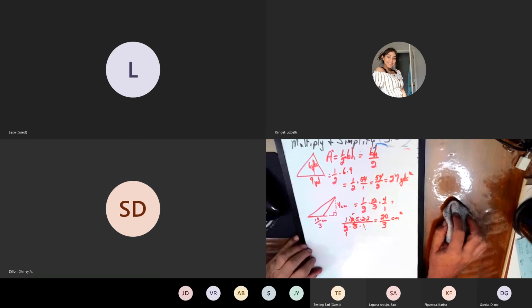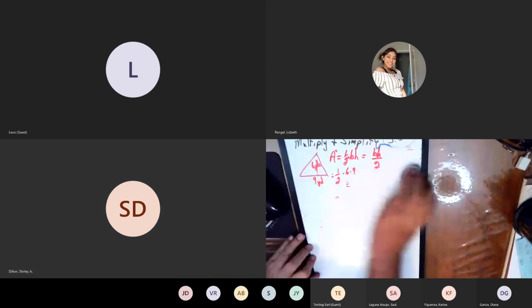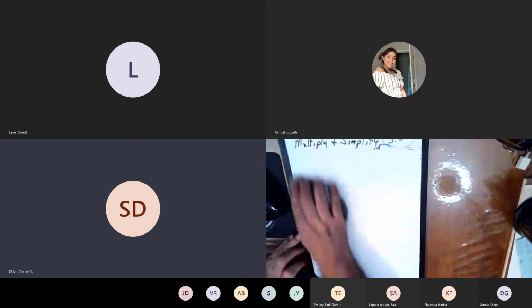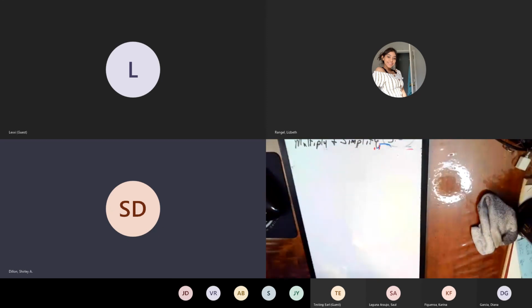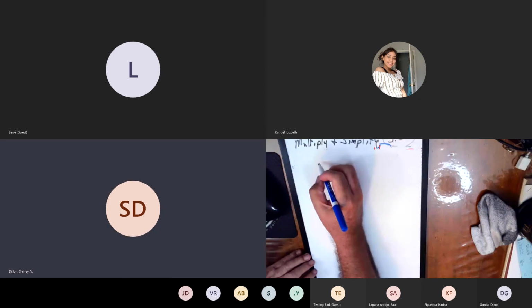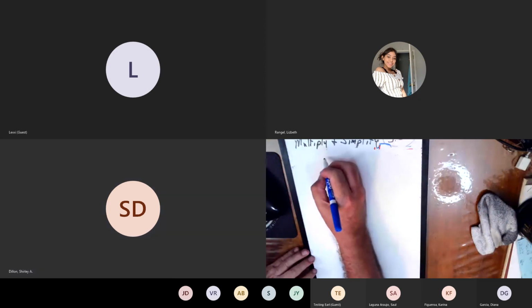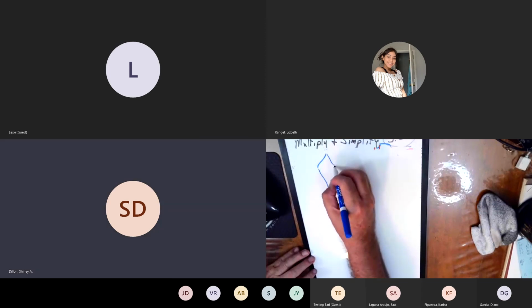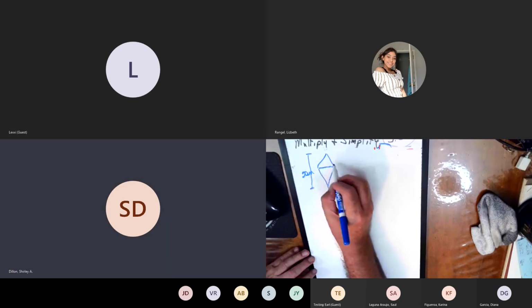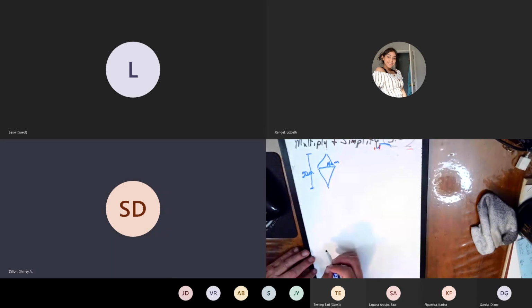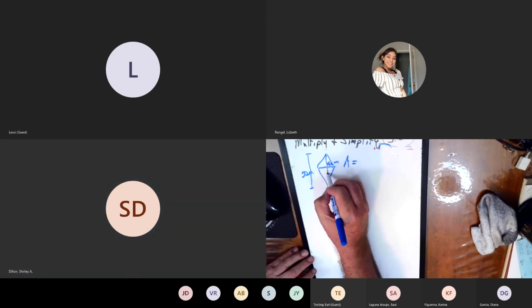One more example of using the triangle formula. I don't know if this is in the homework, but I think this is in the PowerPoint. If I have a kite, and the kite here is 20 centimeters, and this is 16 centimeters, can I find the area of this kite? Well, I can cut this in half.